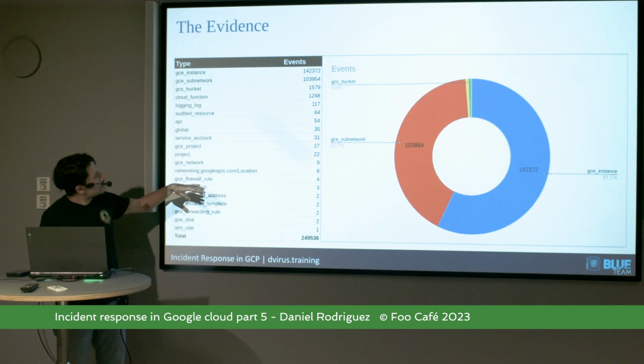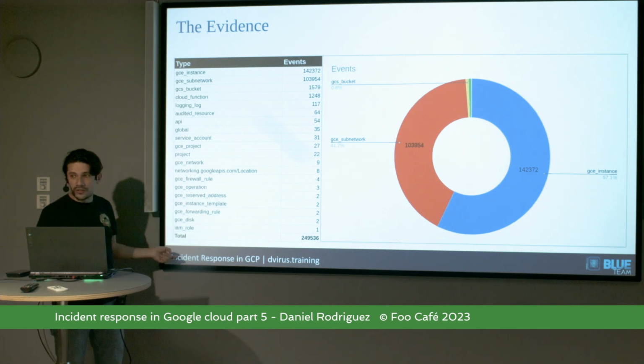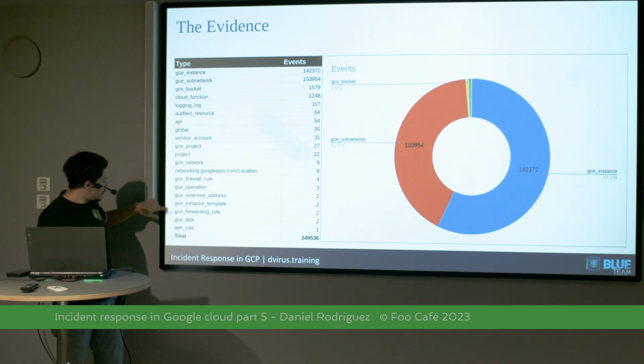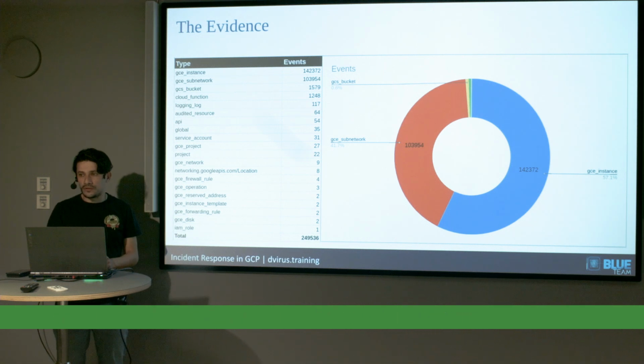So I put this graphic to you just to see which kind of logs we have here. We have virtual machine logs, we have subnetwork logs, we have the bucket logs, cloud function, audits, all the APIs are audited, the service accounts are audited. Yeah, almost everything is audited in this project.